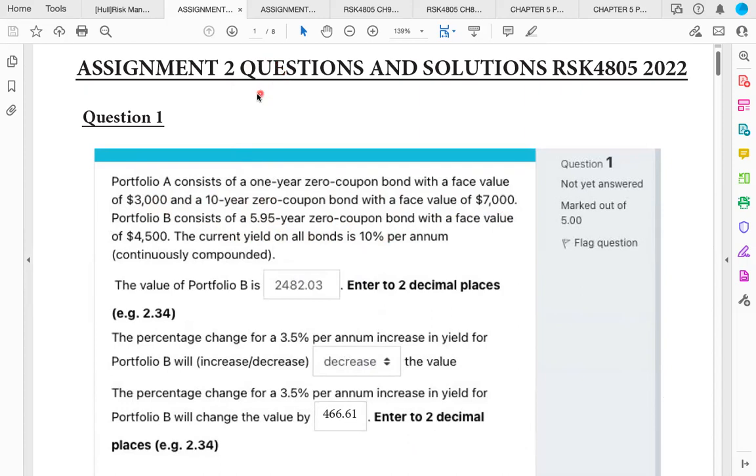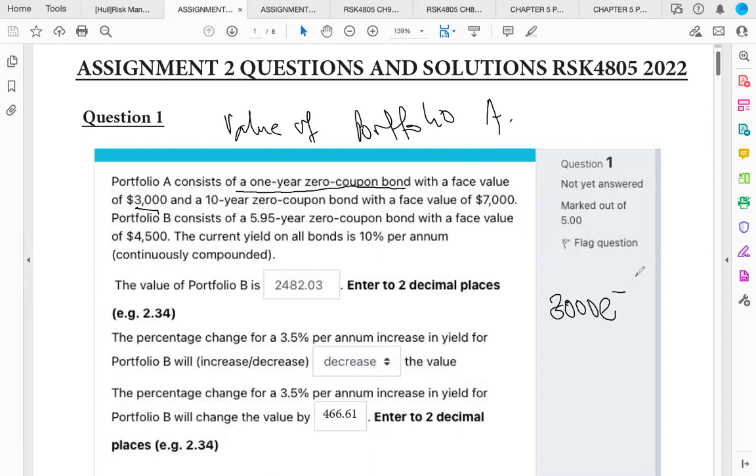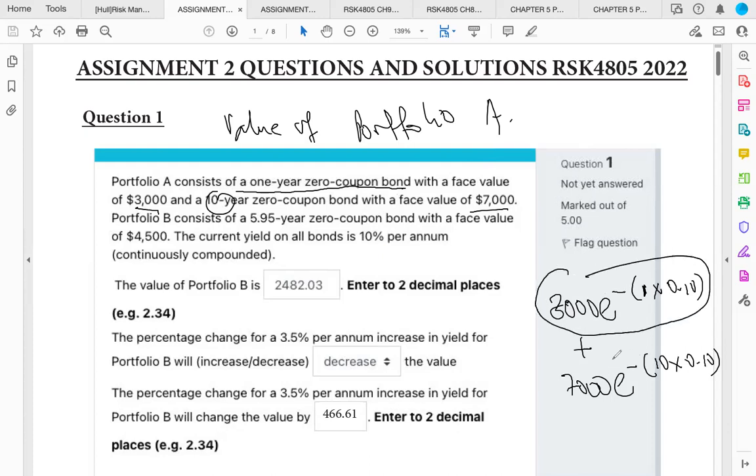So if you are asked to determine the value of portfolio A, what you would need to do in this particular question is first determine the value of the first bond, whereby we take the face value times e to the power of minus the maturity, 1 year, times our current yield. So we would take the value of the first bond plus the value of the second bond, right? If you have a portfolio with more than one bond, you need to determine the value of each of the bonds in the portfolio, then you add them up to get the total value of the portfolio.